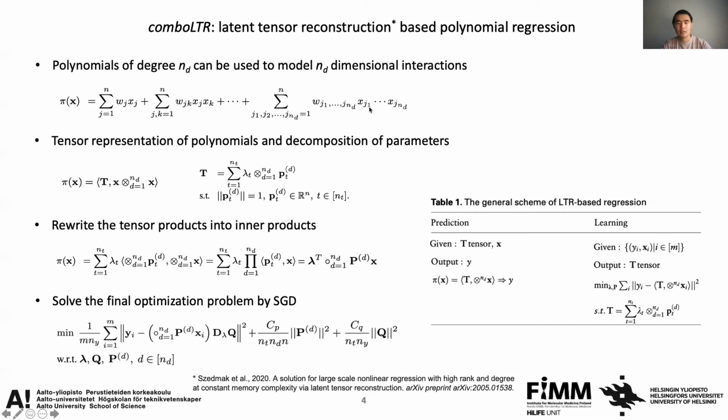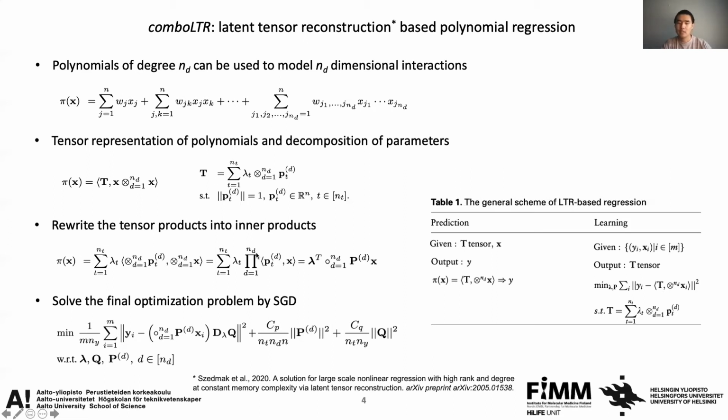So here we represent the polynomial function in a tensor-based form, where T is the tensor for polynomial coefficients, and it can be decomposed into ND latent vectors. The general idea of this latent tensor reconstruction-based regression is basically that given a set of training data, we use a tensor representation for the polynomial functions, and then decompose and learn the latent parameters from training data, and then use the learned polynomial coefficients T to predict new drug responses.